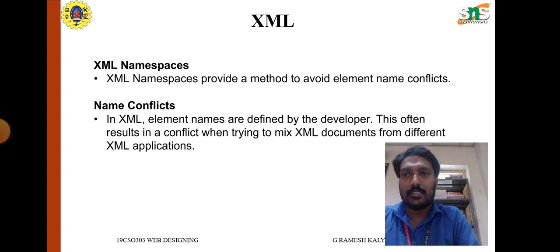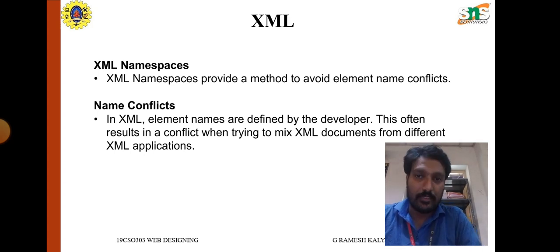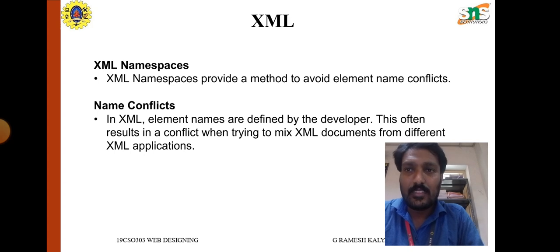As I said, in XML the element names are defined by the developer, and this often results in a conflict when trying to mix XML documents from different XML applications. The other main difference between HTML and XML is that in HTML there are predefined tags, for example html, head, body, list tag, and the paragraph tag. But in XML, the user or developer is free to define his or her own tags.